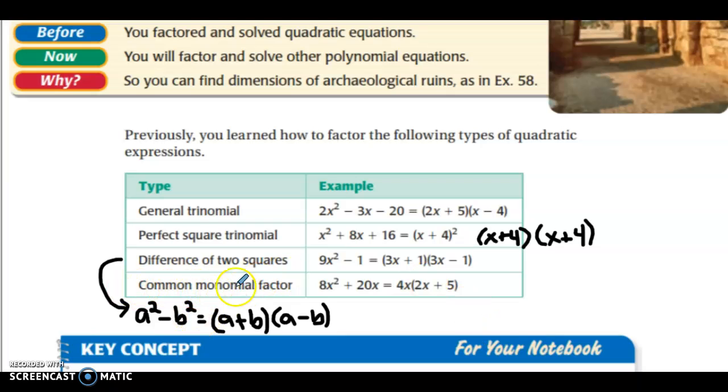And then the last way we factored before was a GCF. So here 8x squared plus 20x, the GCF, or greatest common factor, is 4x. So that 4x was undistributed. So these are all ways we factored before, and we're going to start off just reviewing there, and then we'll move into special patterns for polynomials.